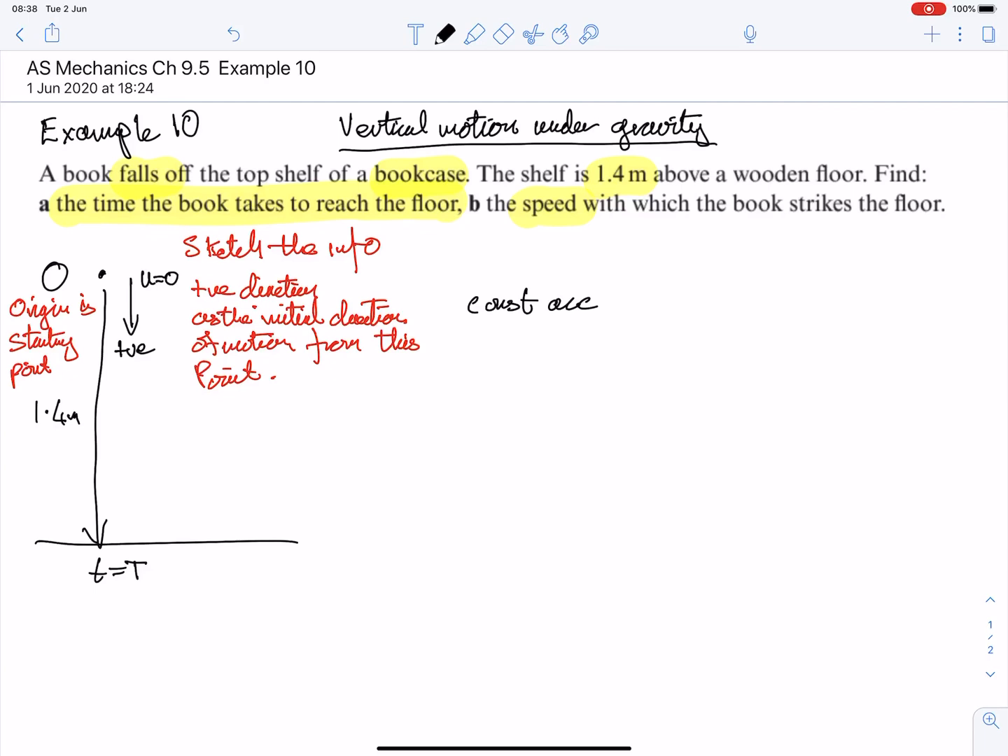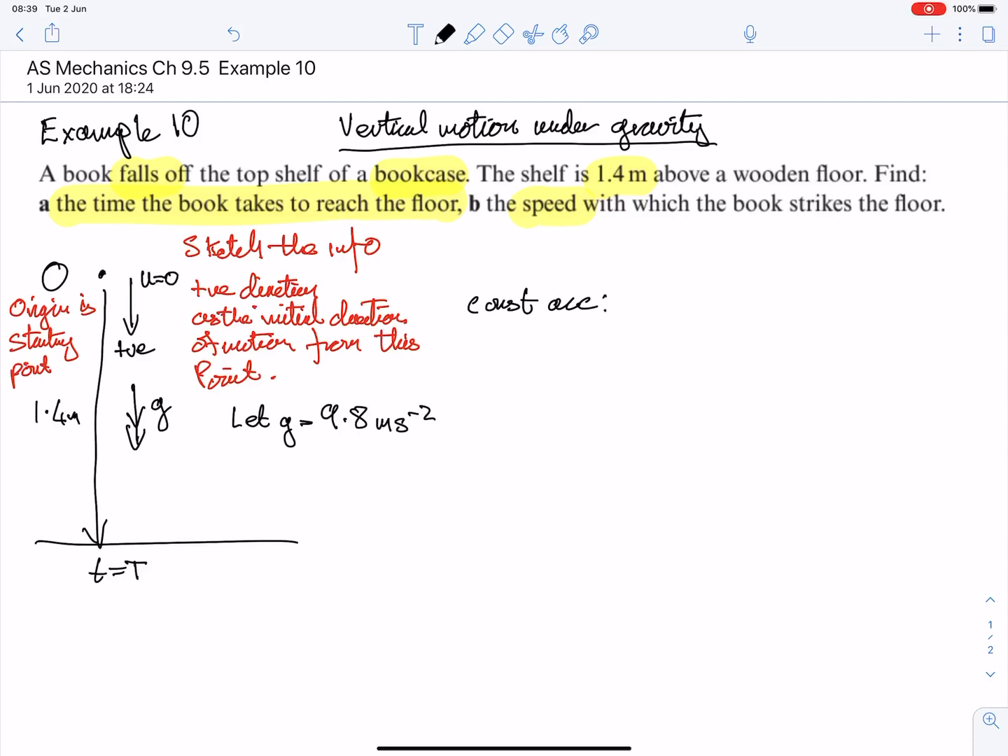What happens as the book falls? Well, it's going to accelerate due to gravity, g. And for mechanics, we let g equal 9.8 metres per second squared, unless otherwise stated in the question. Just occasionally they'll say leave g in the answer, or they'll say let g equal 10. So look carefully at the questions to see what they've asked you to do, but 9.8 is the usual standard in exams.